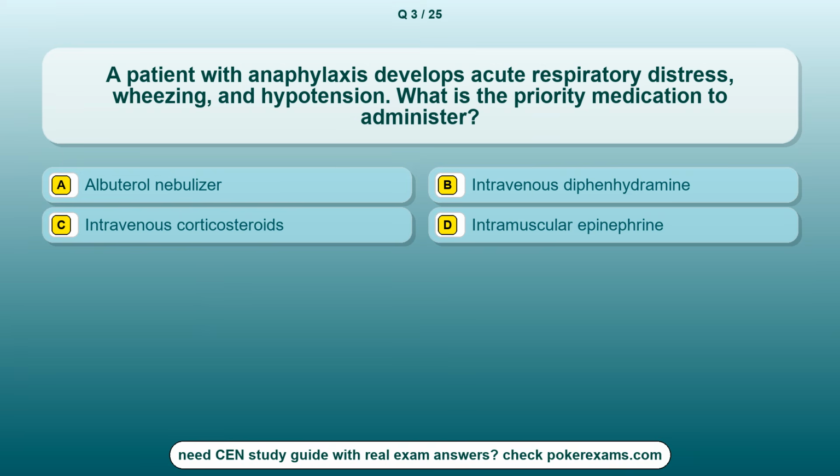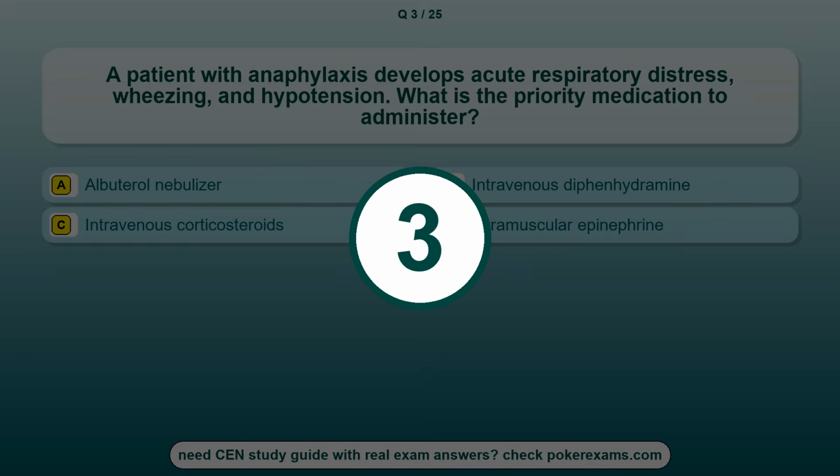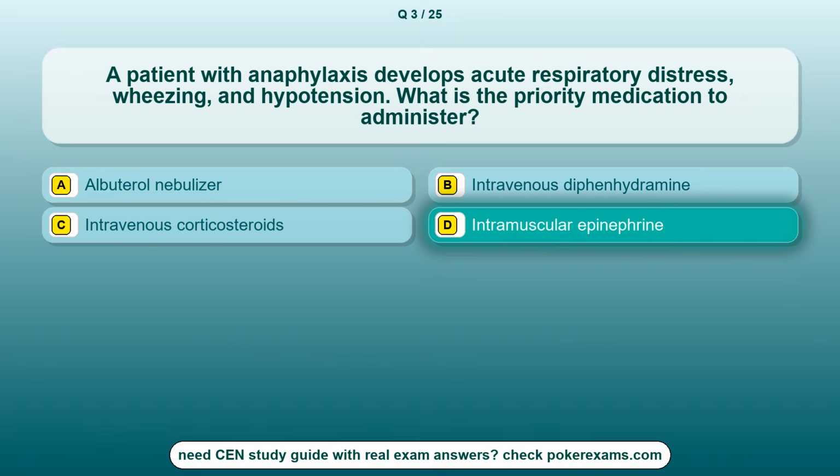Question 3. A patient with anaphylaxis develops acute respiratory distress, wheezing, and hypotension. What is the priority medication to administer? Option A. Albuterol nebulizer. Option B. Intravenous diphenhydramine. Option C. Intravenous corticosteroids. Option D. Intramuscular epinephrine. The correct answer is option D.